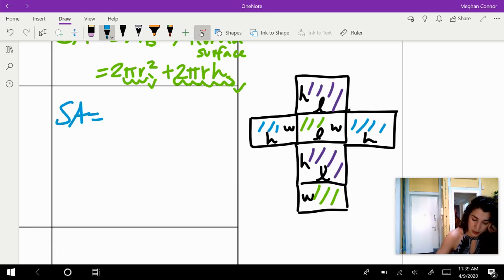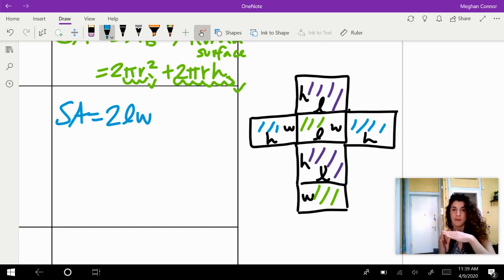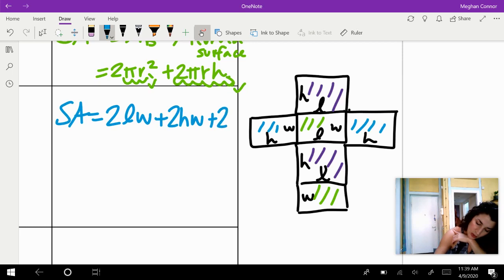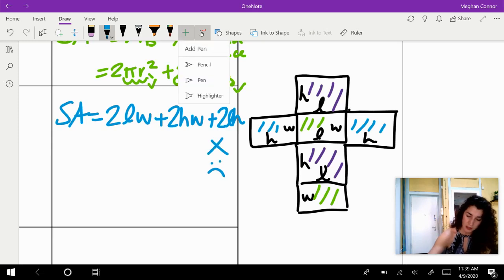is going to be 2 times length times width. So the area of that rectangle multiplied by 2 plus 2 times height times width plus 2 times length times height. So it's all of the different ways that you can multiply the different dimensions, which is 3. And then there's each of those multiplied by 2, because if you think about it, your opposite faces of a rectangular prism all have to be equal. So that's your surface area. It is not in your formula packet.